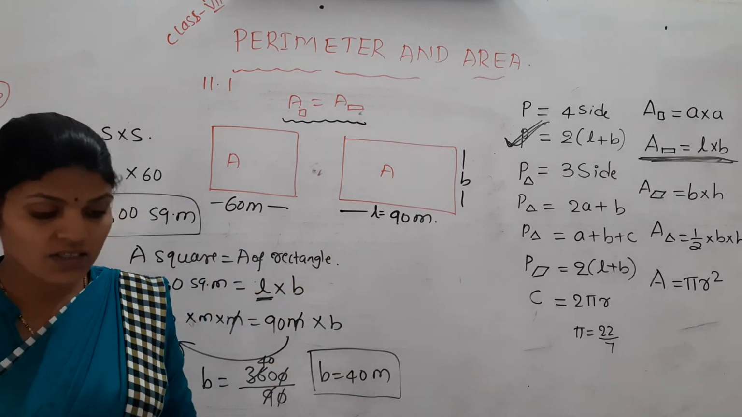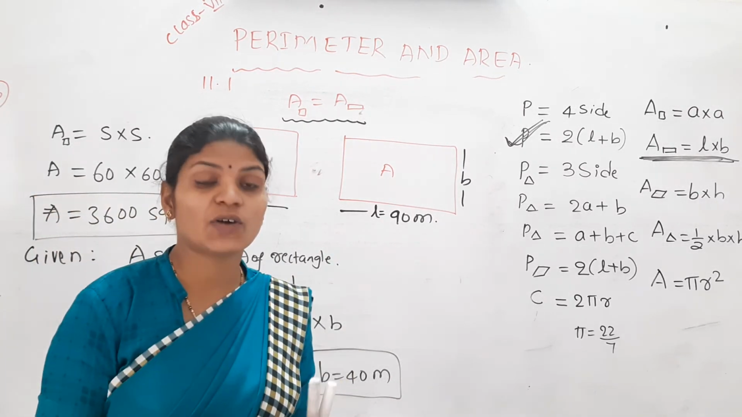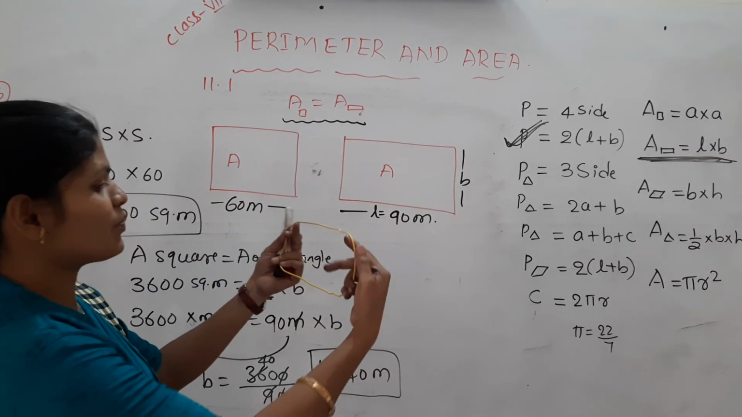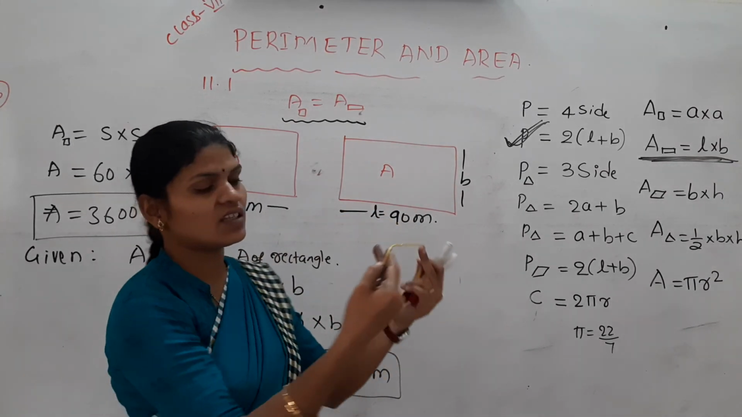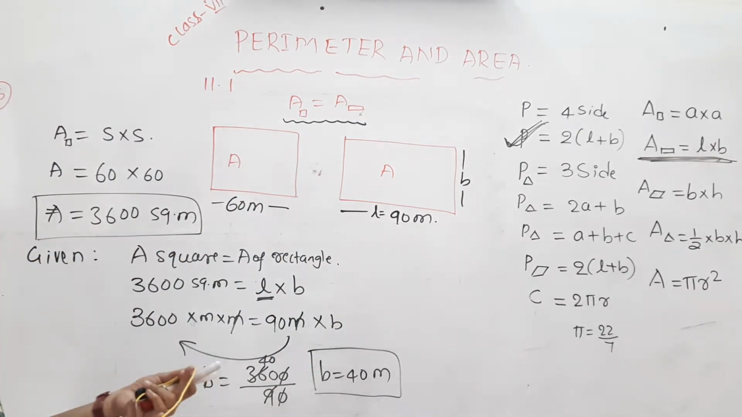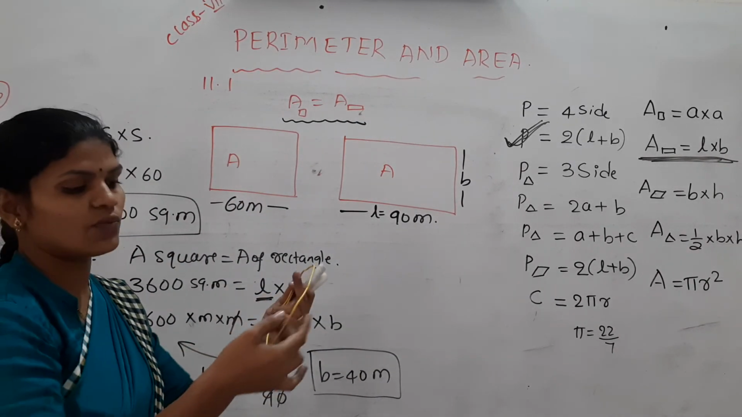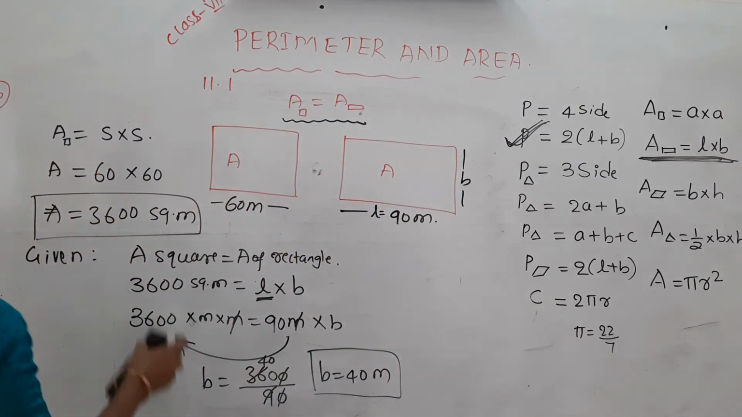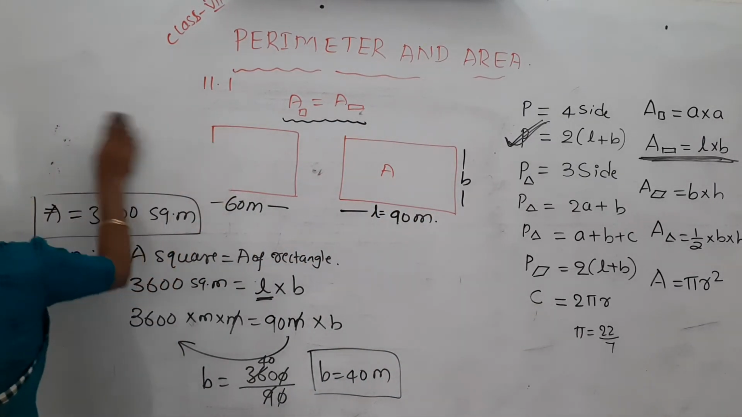Yes, this wire has been bent in the shape of what? Rectangle. So what is the length of this rectangular shape of wire? 40 centimeter, and breadth is what? 22 centimeter. First you have to take it in terms of rectangle.